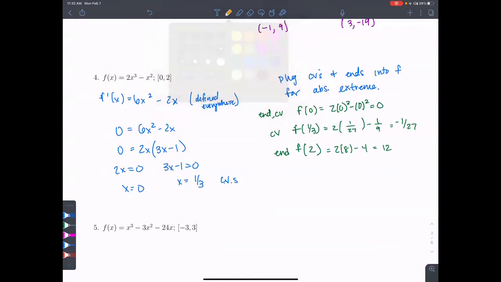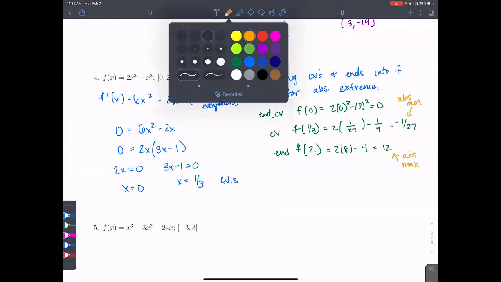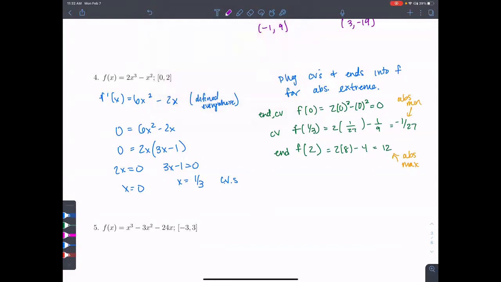So here is the absolute min, the lowest value, and here is the absolute max. So as ordered pairs, we have an absolute max at 2, 12, and an absolute min at 1/3, negative 1 over 27.